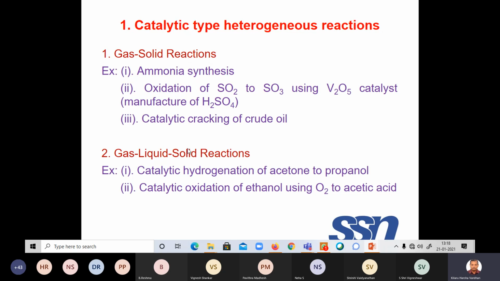Generally, whenever we put solid here, I am telling catalyst type, whatever we are discussing, generally we assume that the catalyst is solid. So whatever it is here, we are assuming that the solid is the catalyst, whereas the other phases are these two. Okay.